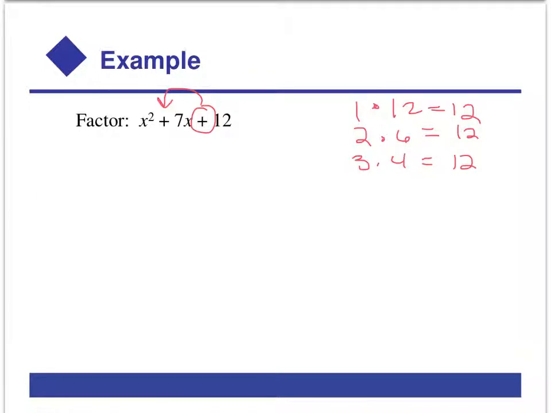Which one of those, if I were to go in and change this to a plus sign, would give us 7? Well, that would give us 13. That one would give us 8. This one would give us 7. So those are our factors.